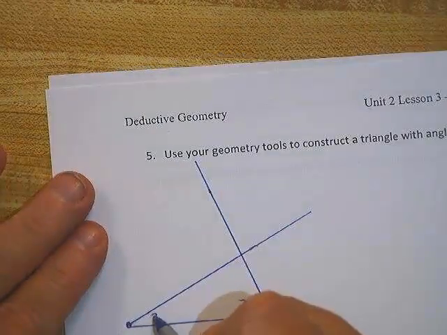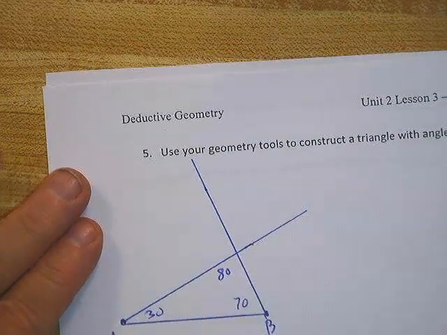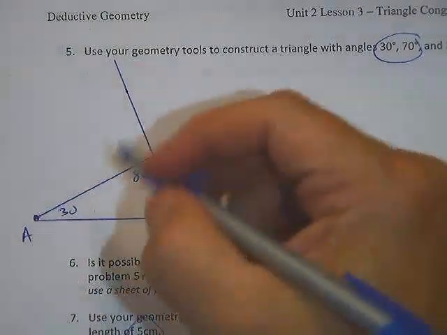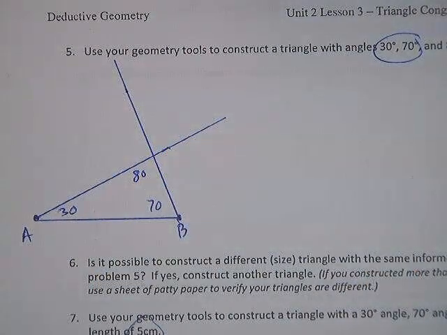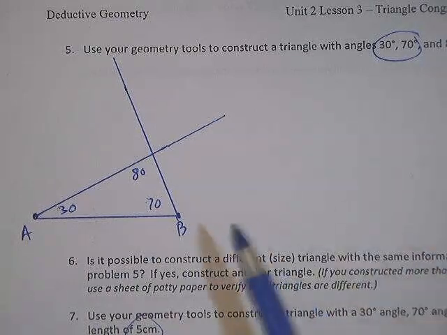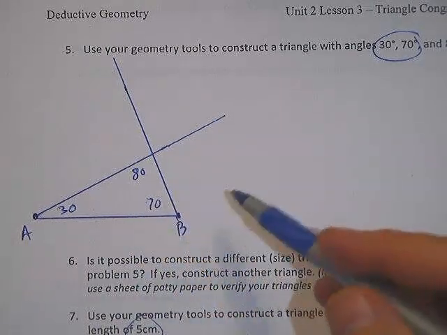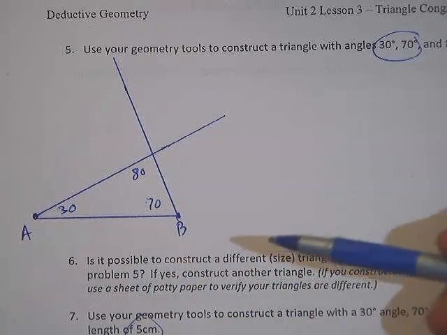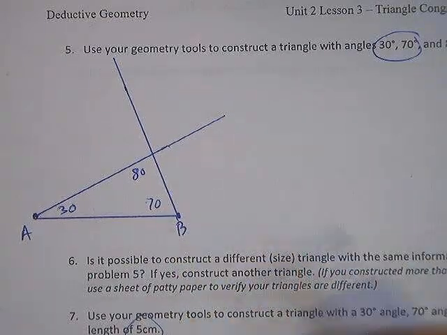That's my 30, which makes the 80 at the top automatic, because the sum of the angles of a triangle, based on our triangle angle sum theorem, is 180. So if I know two of the angles, the third angle is whatever's left of 180. So we want another triangle that is different in terms of shape or size, because when we do rigid transformations, the size of the triangle doesn't change, nor does the shape change.